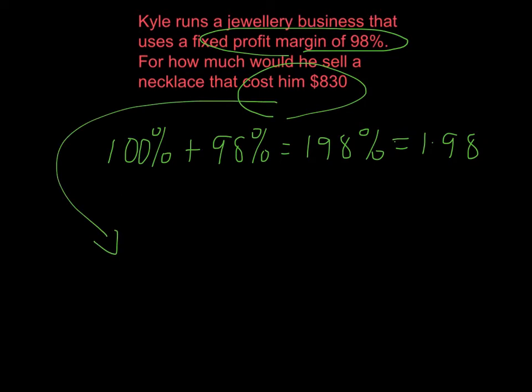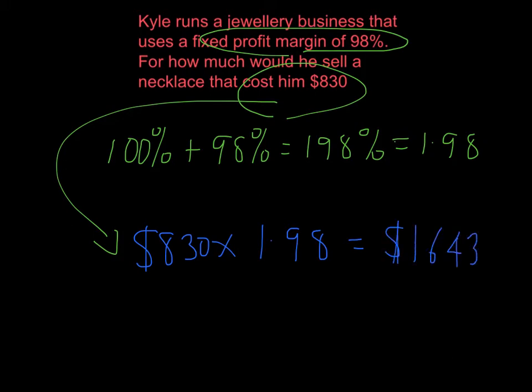The cost price was $830. Working with his profit margin, we need to multiply this by 198% or 1.98 as a decimal. 830 times 1.98 on the calculator gives us the answer of $1,643.40.